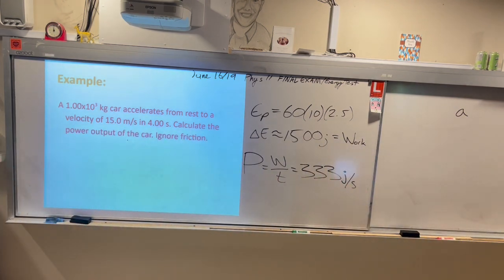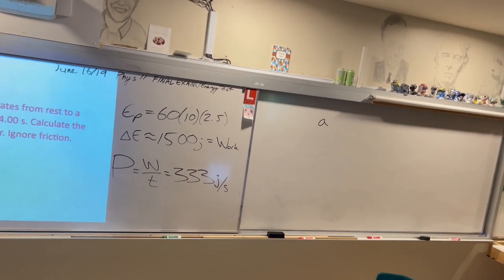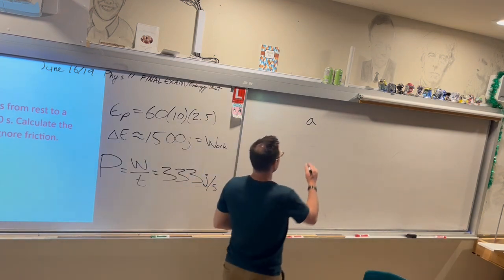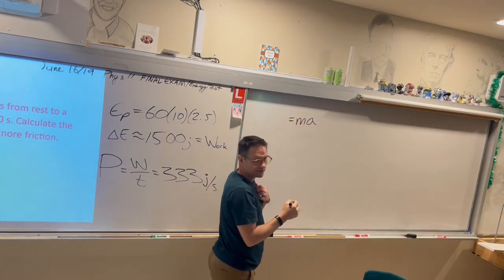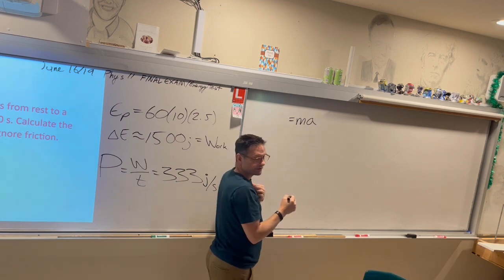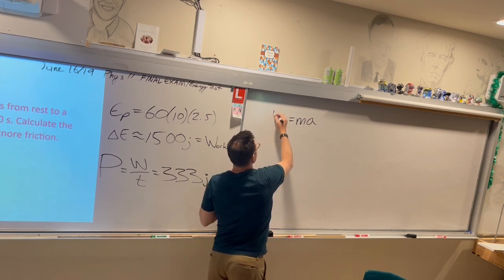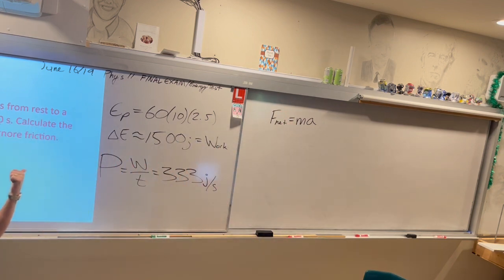If you find the acceleration, what then can you find? The distance. You can find distance, and you can also find force. Good. Distance helps, because we need distance to get the work. So if you multiply the acceleration by the mass, what does that tell us? F net, right? Now, is there friction here? No, it says ignore friction.